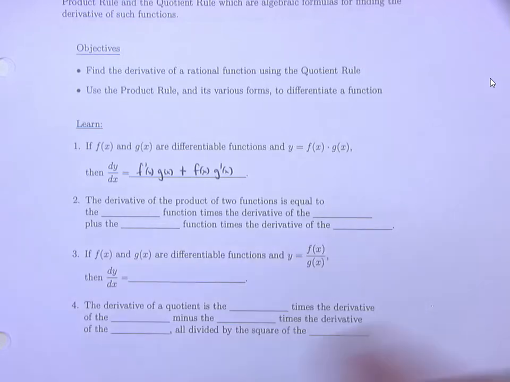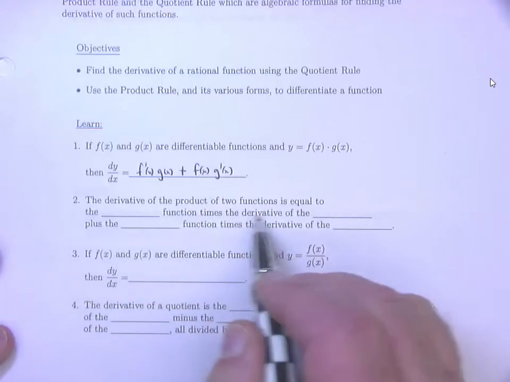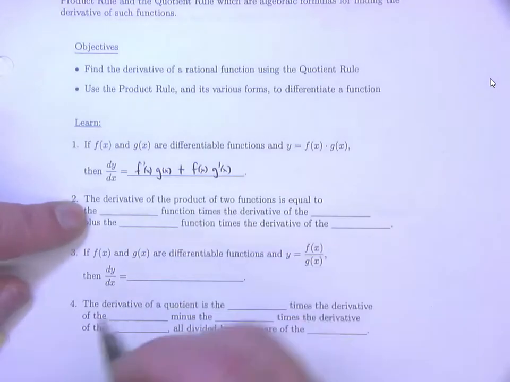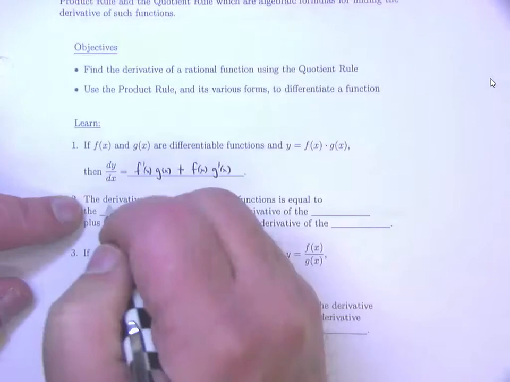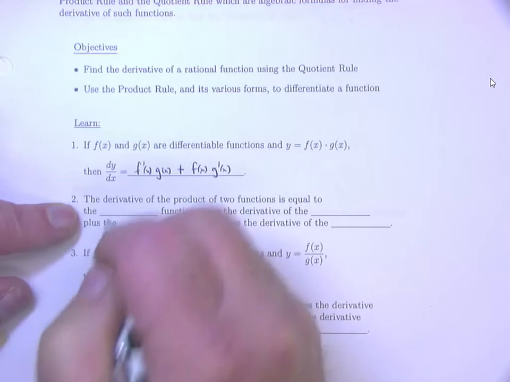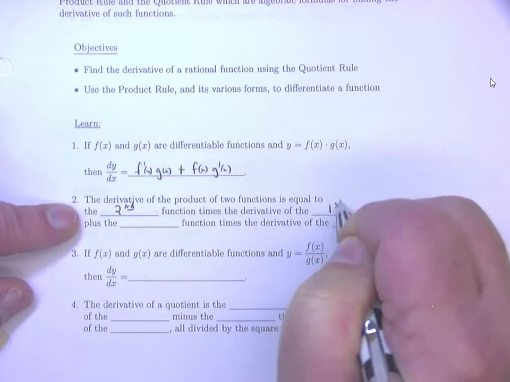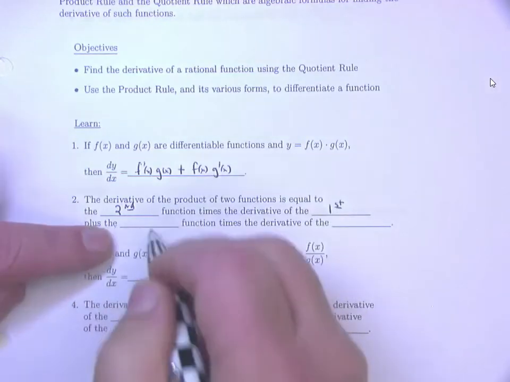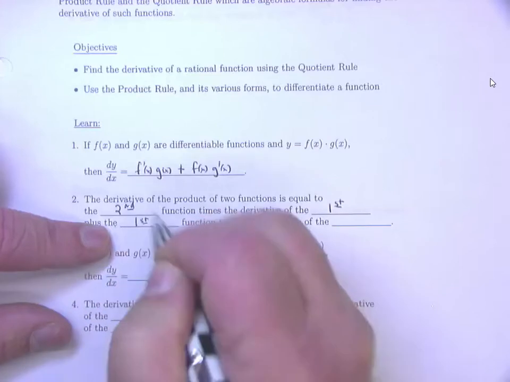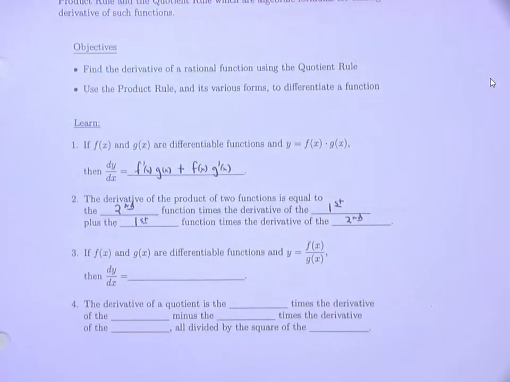Okay? So the derivative of the product of the two functions is equal to the blank function times the derivative of the blank. So this one they do the second function times the derivative of the first function, plus the first function times the derivative of the second function. And it's their way of writing it out. It's derivative of the first times the second plus the first times derivative of the second. Just trying to write it out for you guys. That's what you need to have memorized. Okay?